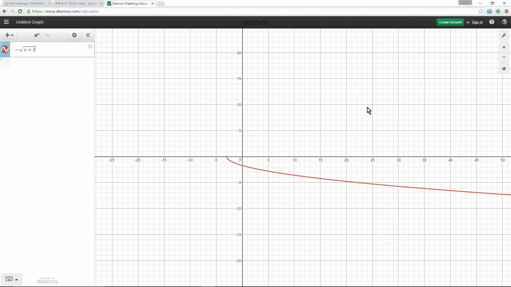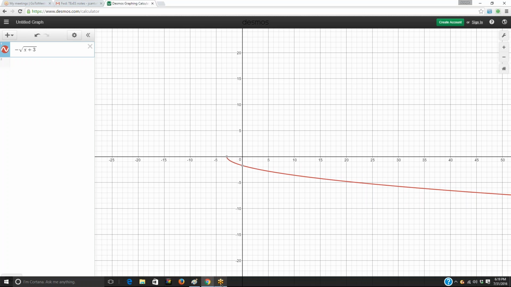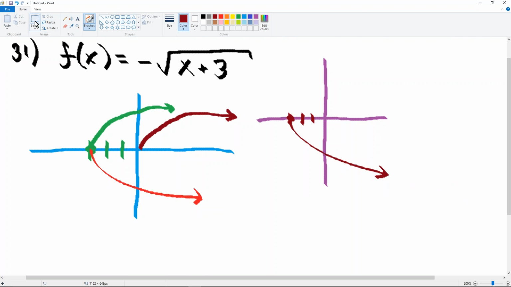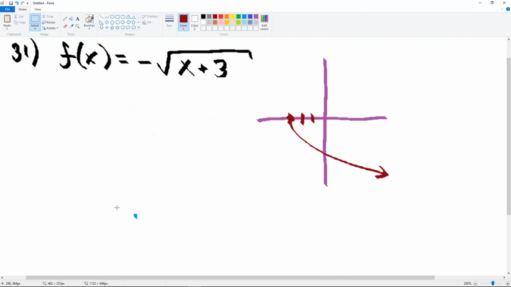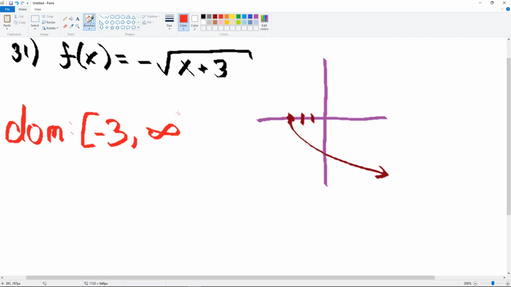See how it is? Okay, so let me erase this very quick. By looking at our picture, what is the domain? -3. -3 to infinity. Right. And what is our range? 0. That's right.